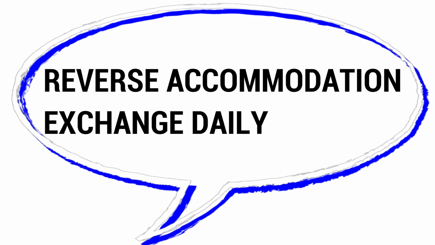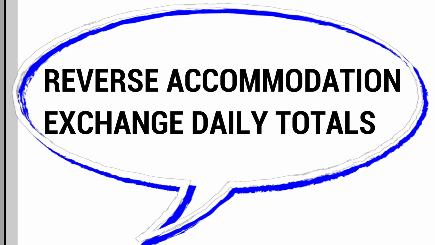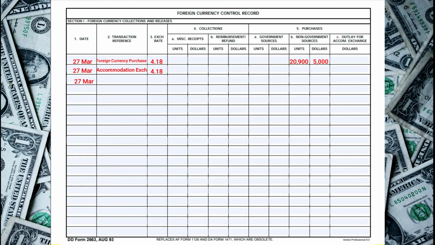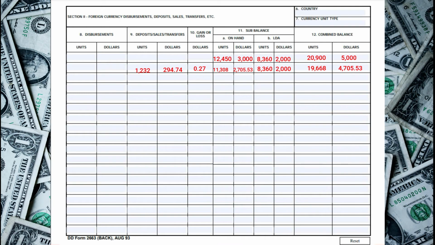Let's take a look at the next entry, daily totals of reverse accommodation exchange. Type the business day, the transaction reference, and exchange rate. On column 5B, under Purchases of Non-Government Sources, key in the amount of foreign currency received from the customer, and the US equivalent in the dollars block. Flip the page over and enter the gain from performing reverse accommodation exchanges on block 10.